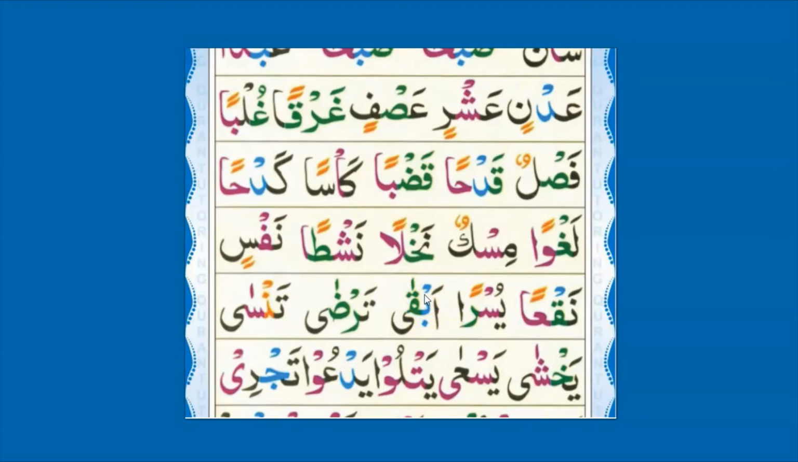And for the qalqala, the five letters, which are qaf, ta, jim, dal, ba, simply when they are sakin, when there is the sakin symbol or the jazm symbol, we have to do their qalqala, like abi, qa, taqba, tansa. Now see tansa, here is nun sakin, and after nun sakin there is no harf from the hurufi halqi, hamza, ha, ain, ha, ghain, kha, so we are making here ikhfa.